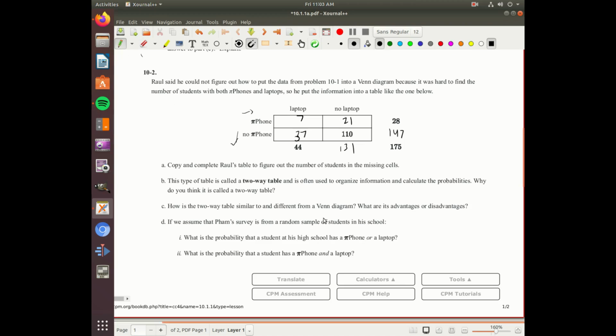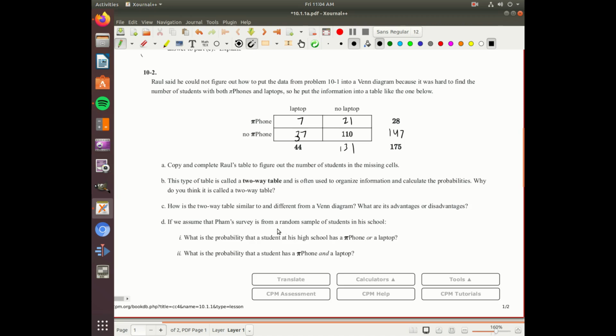How is the 2A table similar to and different from a Venn diagram? What are the advantages and disadvantages? Well, it's similar, in that it has a lot of the same information, but again, the difference is we have column totals where we didn't in the Venn diagram. So we were sort of left having to add the 7 plus 21 to get the 28 and add the 7 plus 37 to get the 44. Not a huge deal, but it's kind of convenient to have it just sort of looking at us.